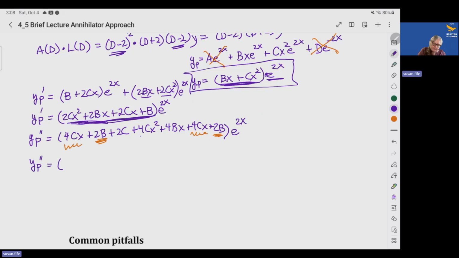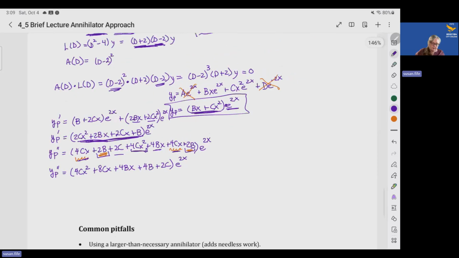I'm going to bring that 4cx squared first. Then we'll do our x terms. 4cx and 4cx is 8cx. So I have this one. I have a 4bx. And then I have 2b, and 2b is 4b. And then I have that 2c, all multiplied by e to the 2x.